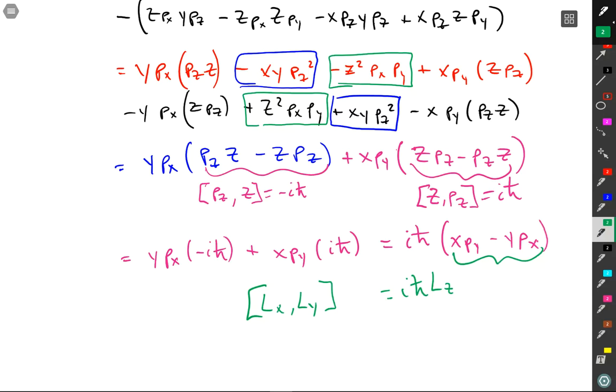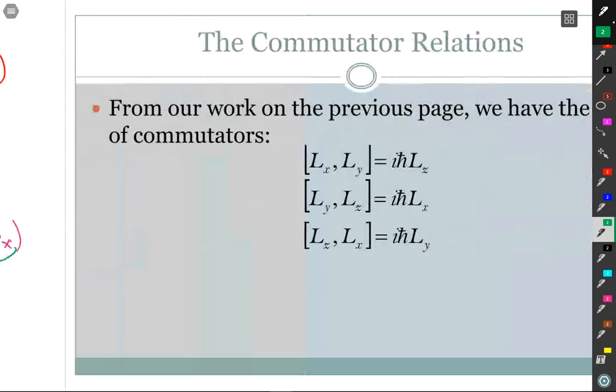It took a fair amount of work, didn't it? If I were to do LyLz, what do you suppose I would get? Yes. If we change it keeping the same order, we'll get the same outcome. So as long as I go xyz, I could go yz will give me x, zx will give me y. And of course, if you change the order, it just changes the sign. So we can stop here. We've done one fully, and we understand how it's going to shift over.